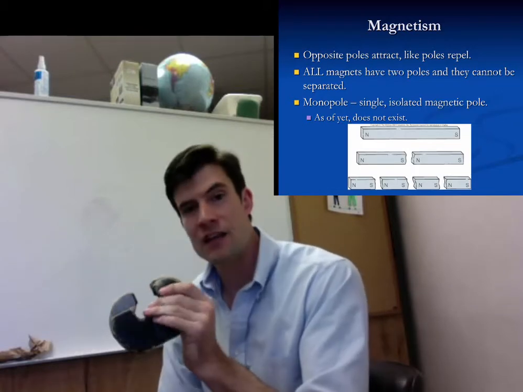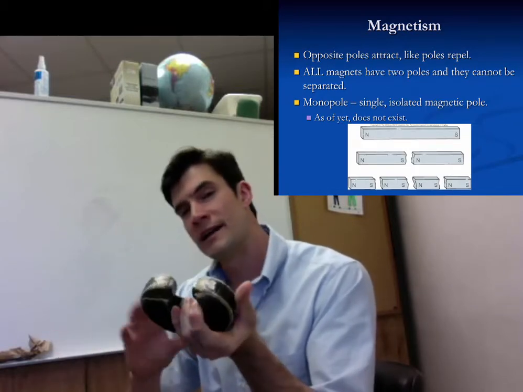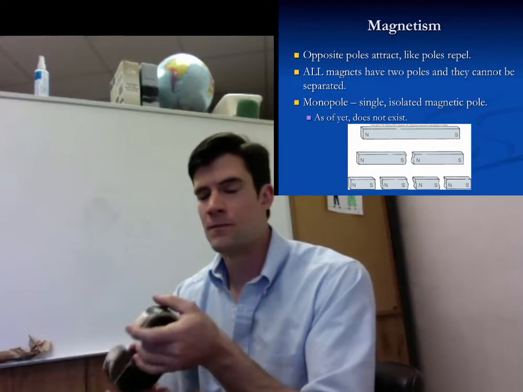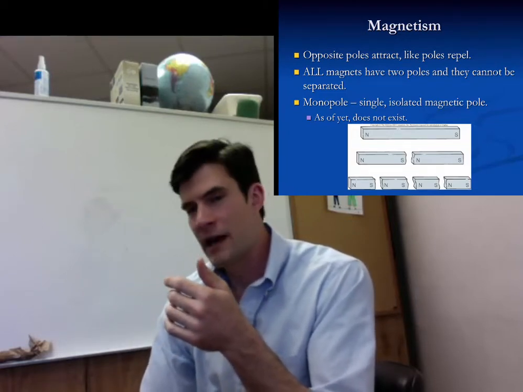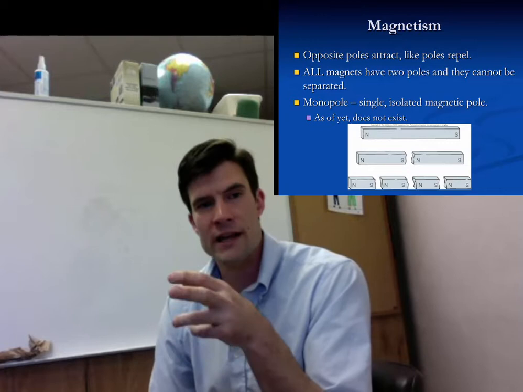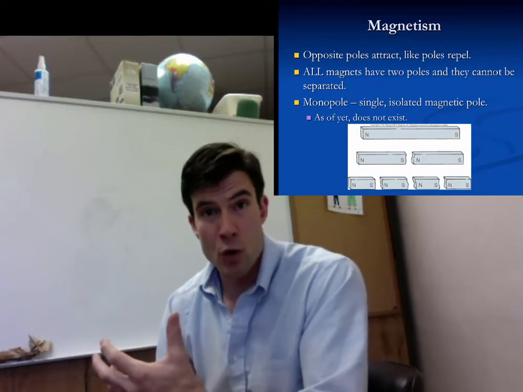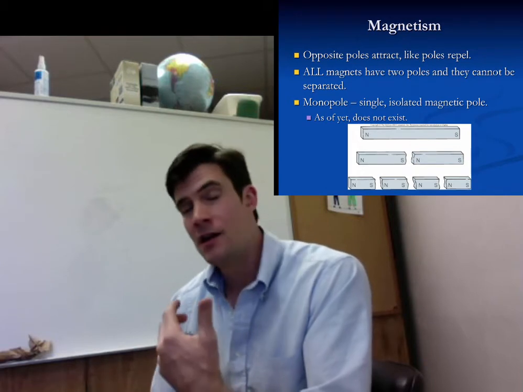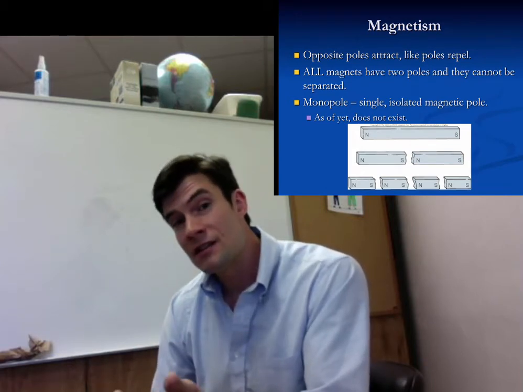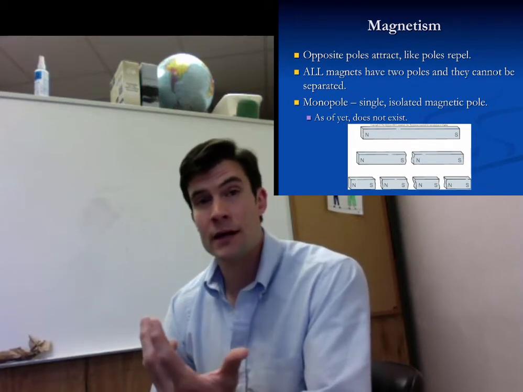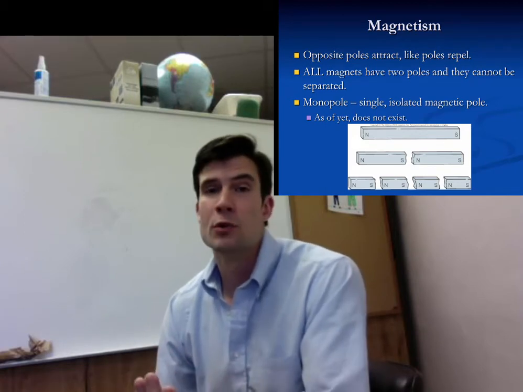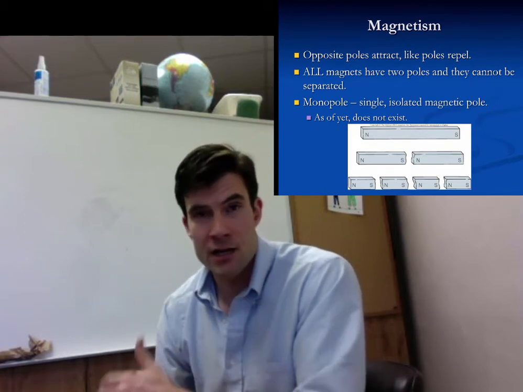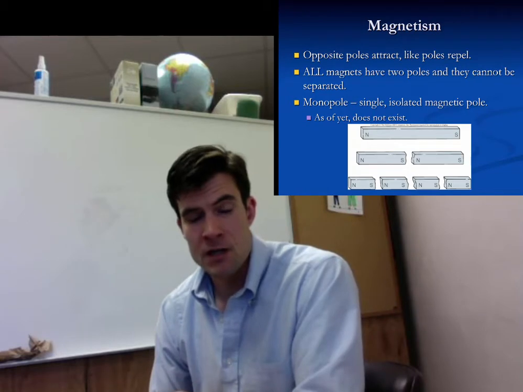If I tried to cut it in half again, I'd end up with still smaller magnets, each with a north and south pole. So as of yet, we have not discovered a way to produce a monopole, which is a single isolated magnetic pole. There are some scientists who think that this is maybe possible, but so far we haven't been able to pull it off. As of yet, the magnetic monopole does not exist.